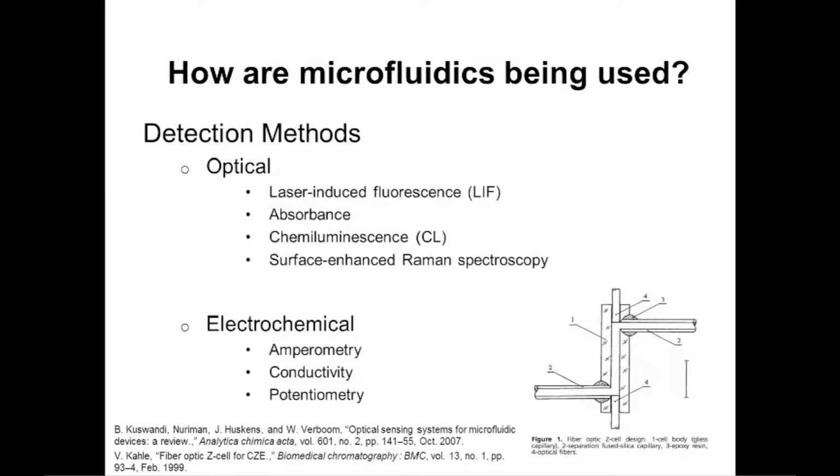After prepping and mixing the sample, we need to be able to detect toxins within the sample. Two primary methods we do that is through optical and electrochemical means. Optical is broken down into laser-induced fluorescence, absorbance, chemiluminescence, surface-enhanced Raman spectroscopy, while electrochemical is broken into amperometry, conductivity, and potentiometry. The figure on the bottom right shows a Z-cell design to optimize the path length for optical systems.